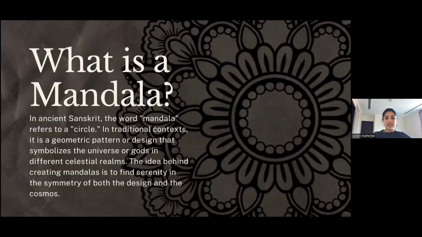So, what is mandala art? In Sanskrit, the word mandala literally translates to circle. In traditional contexts, it is a geometric pattern or a design that symbolizes the universe or gods in different celestial realms. And the idea behind creating mandalas is to find serenity in the symmetry of both the design and the cosmos.